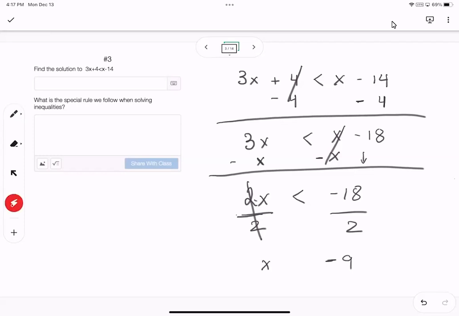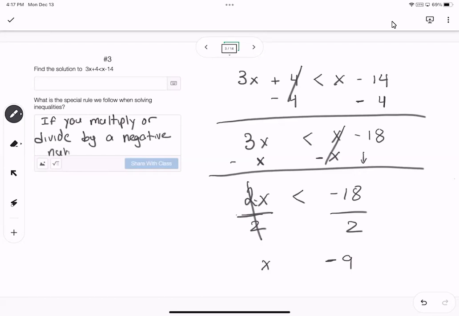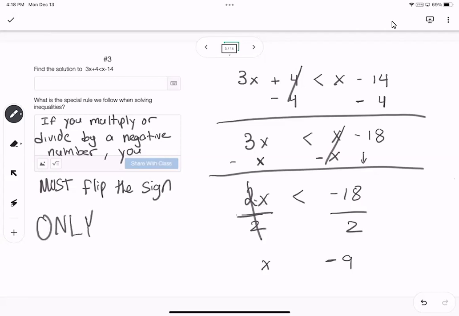Now, if you guys remember, there's a special rule for inequalities. And that's going to actually answer that second question. What is the special rule when solving inequalities? So that rule is if you multiply or divide by a negative number, you must flip the sign. But again, this is only if you multiply or divide by a negative number.